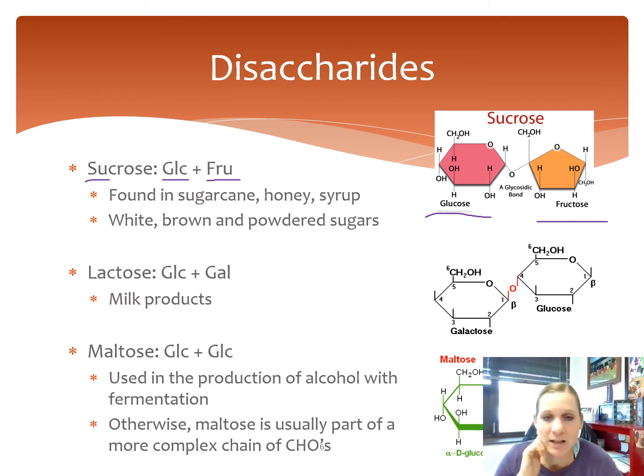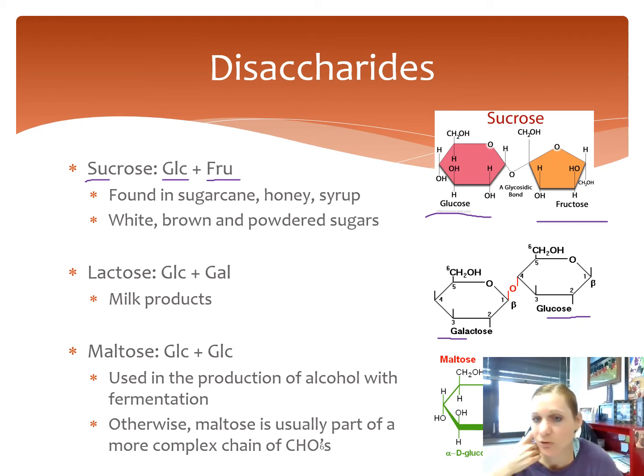These are found in your white, brown, and powdered sugars. Also, honey and syrup are some examples. Lactose will be found in milk products. Again, this is a disaccharide that links a galactose molecule with a glucose molecule. Okay. And then maltose is made up of two glucose molecules linked together. This is used in the fermentation process associated with alcohol.